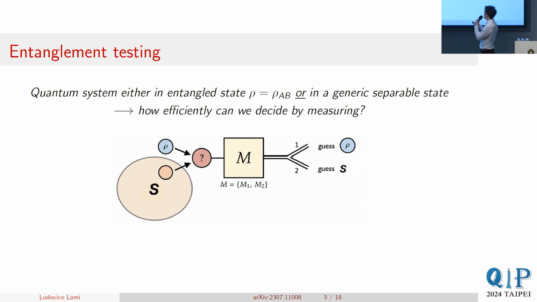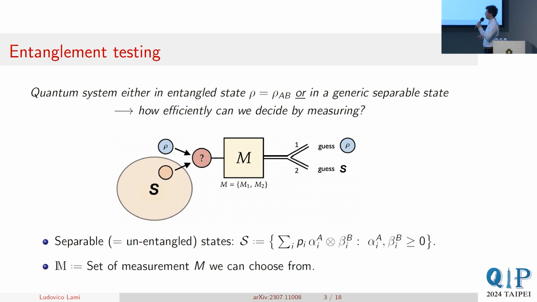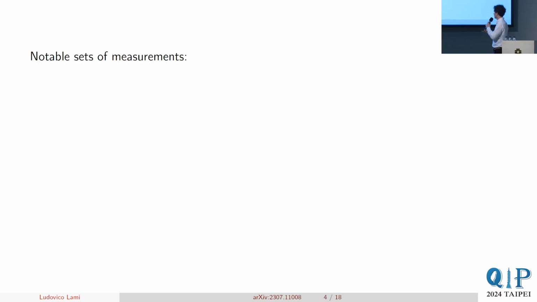What you can do is implement a binary measurement to make a guess. In the end you have to guess. Here S stands for the set of separable states, the set of convex hulls of product states, while the capital M for now is just a generic set of measurements. We'll see some interesting examples in the next slide, but for now it's generic. It could represent what you can do in the lab.